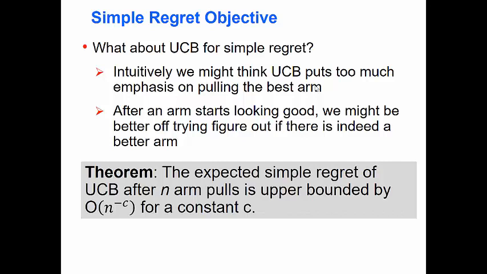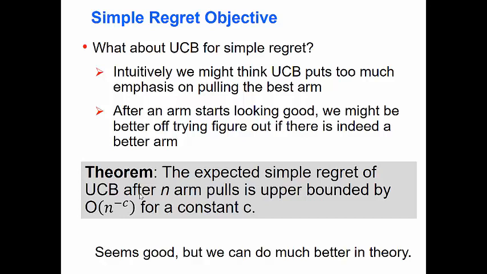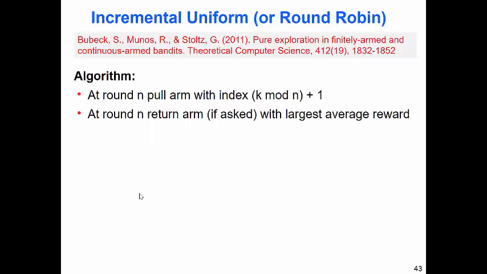I'll go through this quickly because there are papers that go through all these details, but you can bound the simple regret of UCB, and it looks something like this. It's n to the negative c for some constant. So as n grows, the regret goes to 0. It's sublinear. Is that good or bad? Well, it turns out it's okay, but you can do much better than that in theory.